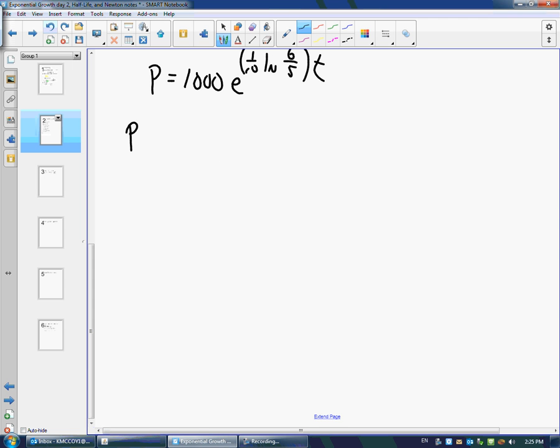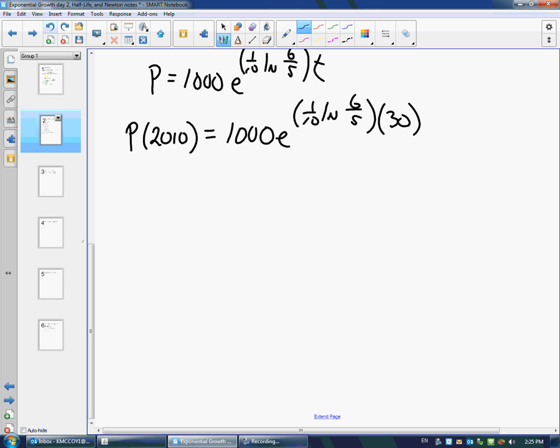So our population in 2010 is going to be 1,000 e to the 1/10 natural log of 6/5 times 30. From here, this is where you plug this into your calculator, and ironically, this one actually works out to be an exact whole number. The population in 2010, after you plug this in, works out to be 1,728, and we are talking about people. So we'll include the units.